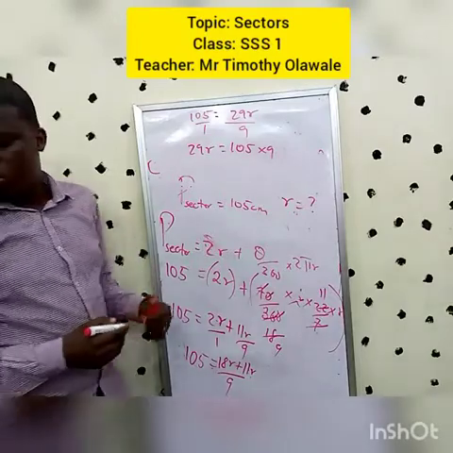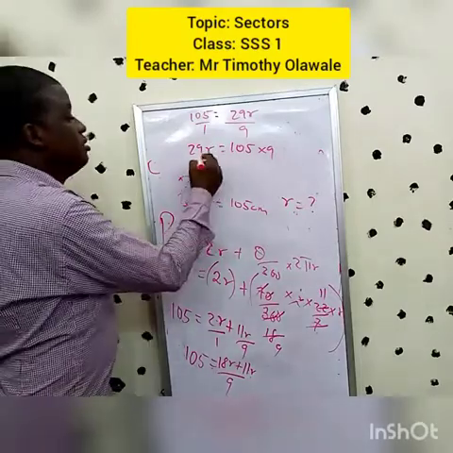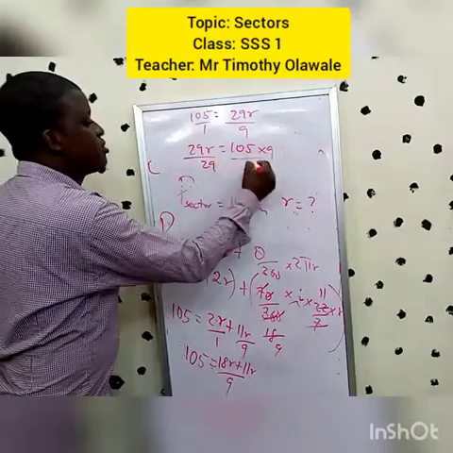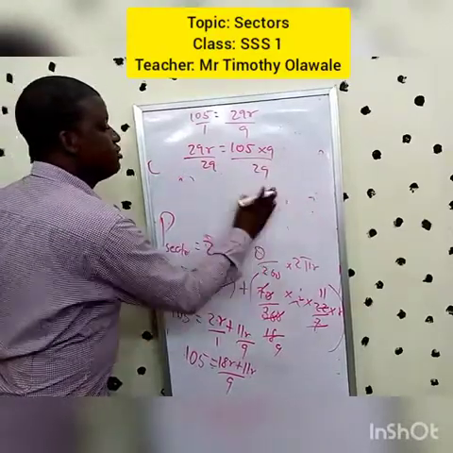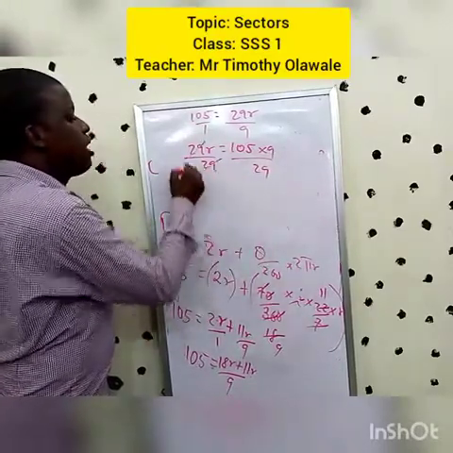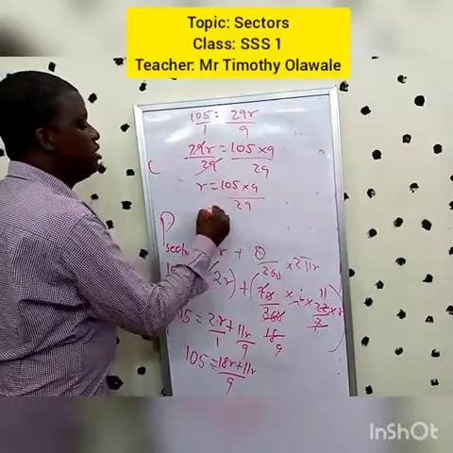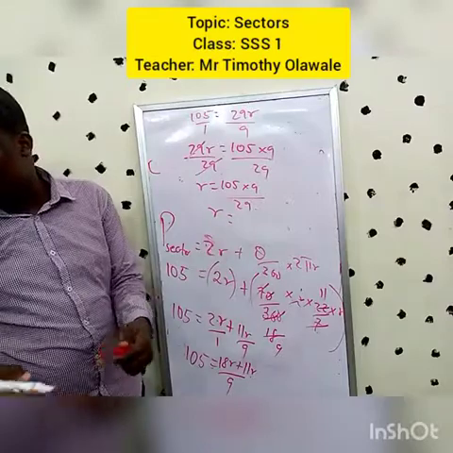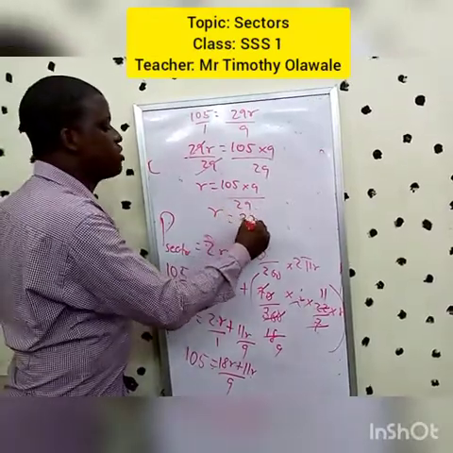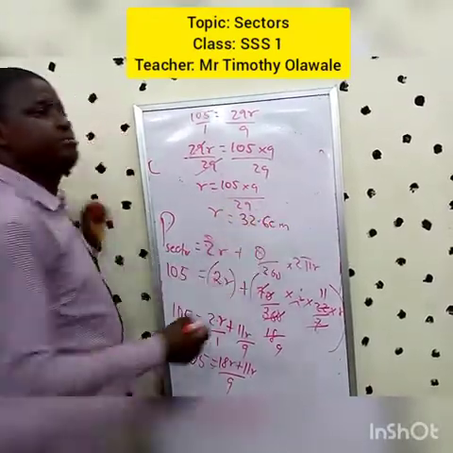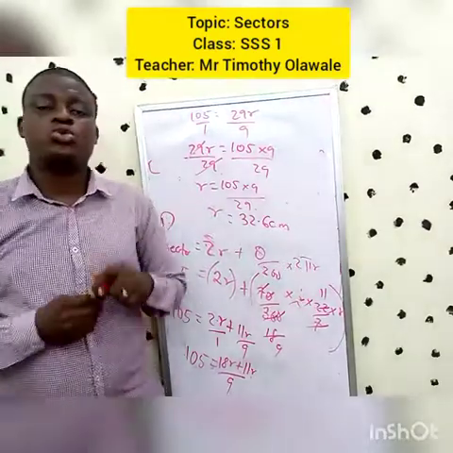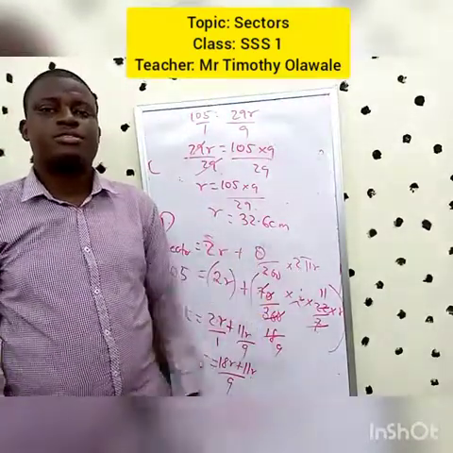Is that clear? Okay, so we divide both sides by 29. So we have r equals 105 times 9 over 29. If you solve it using a calculator, you will have r equals 32.6 centimeters. Is that clear? r equals 32.6 centimeters.